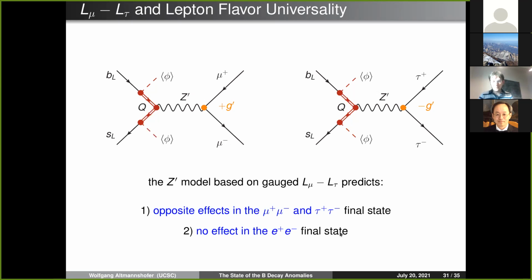The problem is that the decay modes with taus in the final state are very hard to observe experimentally. So with the current experiment LHCb, and also with Belle II, they probably won't have the precision to actually measure the tau final states and to see such a, let's say, 20% or 25% effect as predicted by this model.